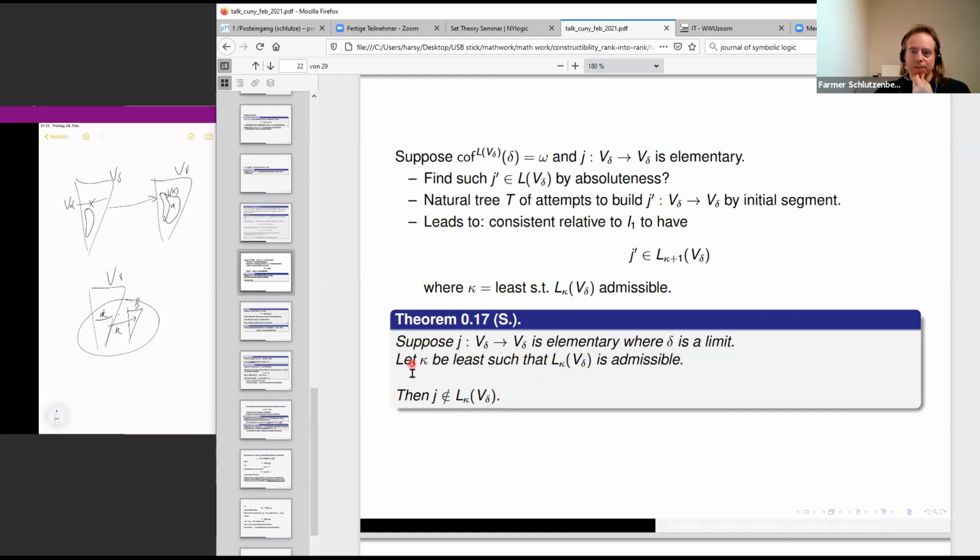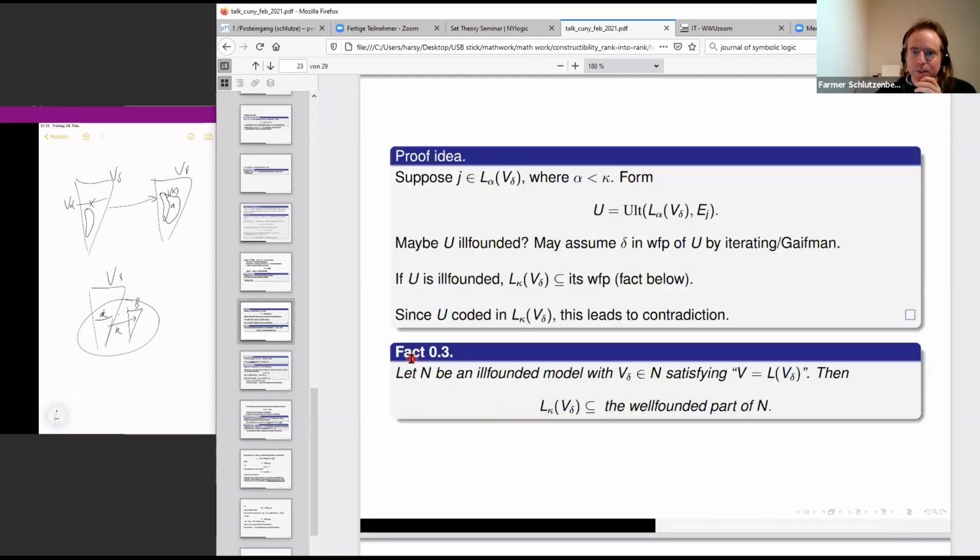The proof of this theorem is a variant of the one for L of V delta where delta had uncountable cofinality. Suppose you've got such a J in L alpha V delta, and alpha is less than this admissible. Then again, we look at forming an ultrapower of, say, L alpha V delta by the extender derived from J. I guess we first iterate that J. The key new issue now is that the ultrapower might be ill-founded because you don't have the uncountable cofinality.